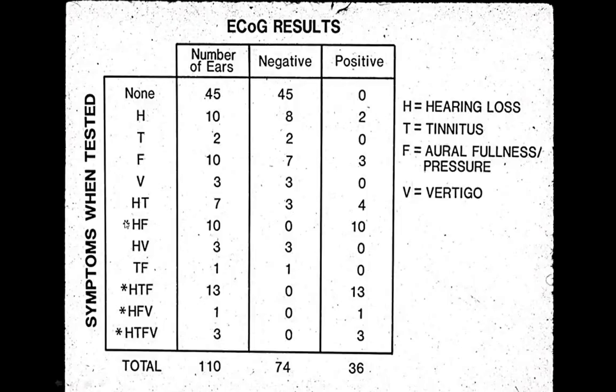Back to this slide, every time you see an asterisk, that means hearing loss and fullness were part of the symptoms. Every time hearing loss and fullness were part, whether it was hearing loss and fullness, hearing loss, tinnitus, fullness, et cetera, the electrocochleogram tended to be positive. So those are key components. I always ask the patients when they come in, tell me about the symptoms you have right now, not the ones you've had in the past.